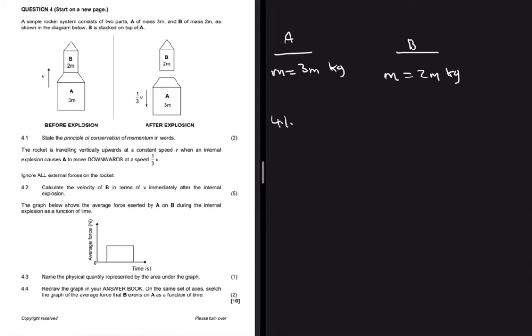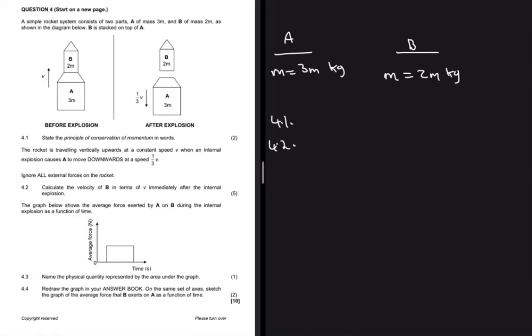4.1 says state the principle of conservation of momentum in words. That is just the total linear momentum in an isolated system is conserved, right? The sum of momentum before is equal to the sum of momentum after in an isolated system.